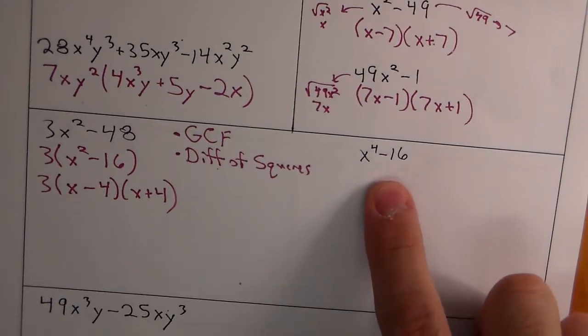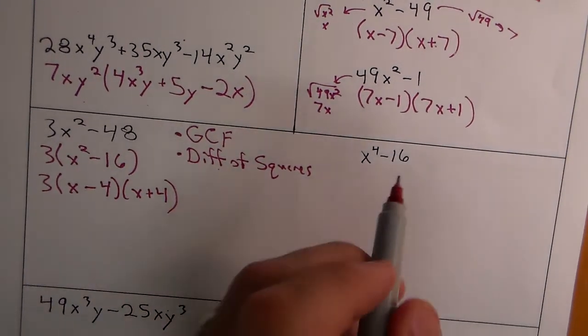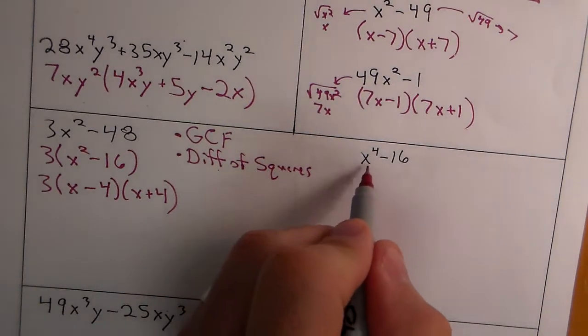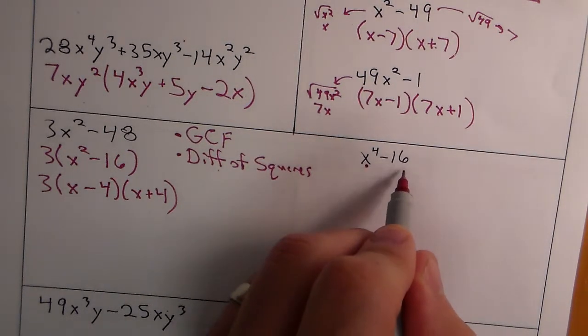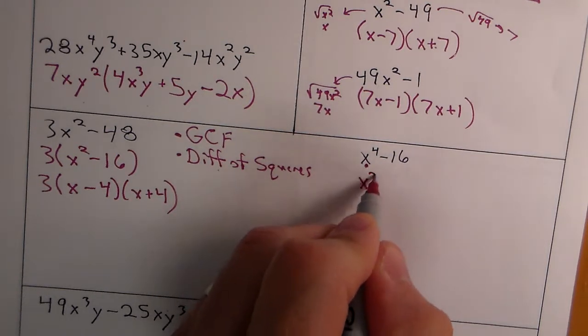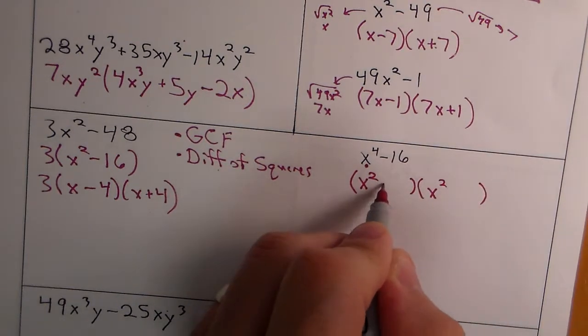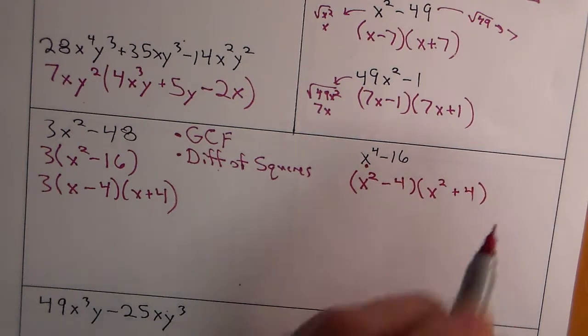Okay, if I come over here and look at x to the fourth minus 16, consider this a bonus one, not one I skipped in class. So x to the fourth minus 16. This is a perfect square, and this is a perfect square. This is x squared squared. So that's x squared, x squared. So we're going to go minus 4 plus 4.